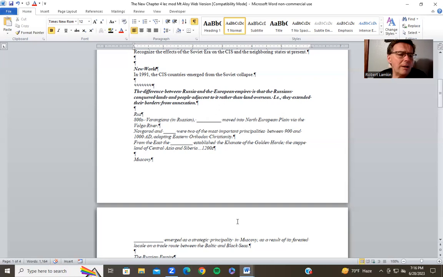From the east, you have the Mongols, and they established the Khanate of the Golden Horde. It's a steppe land of Central Asia and Siberia. They're established in those areas about the 1200s. Muscovy, Moscow emerges as an important principality. Muscovy, maybe a provincial area, and as a result of Muscovy and Moscow's locale on a trade route between the Baltic and the Black Seas, it becomes significant. Kind of, again, moving very broadly here on the timeline.